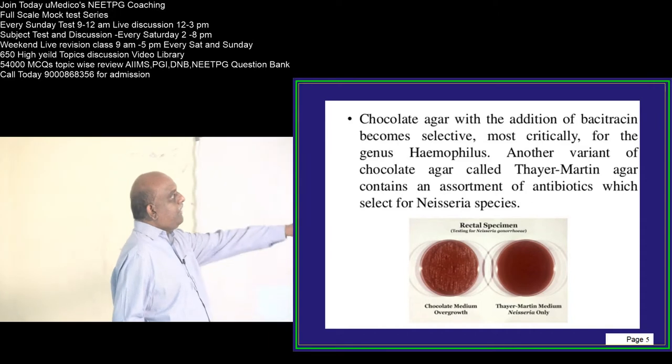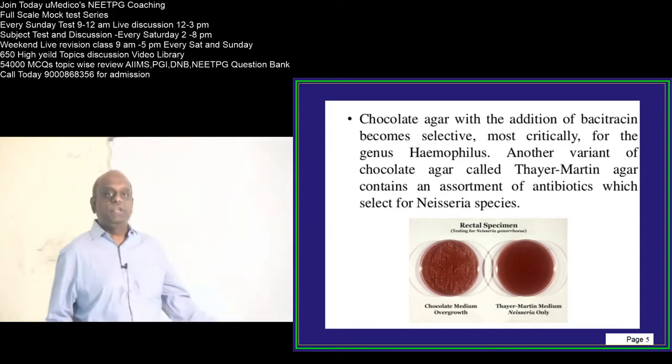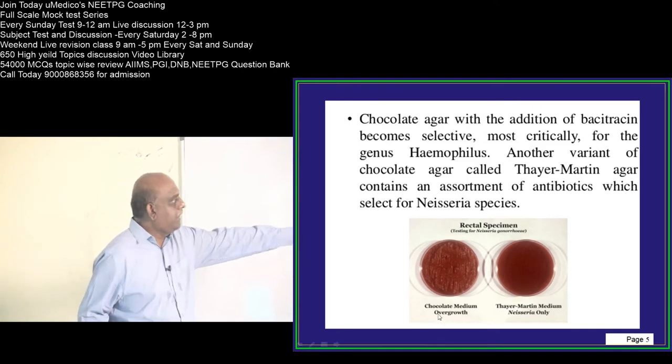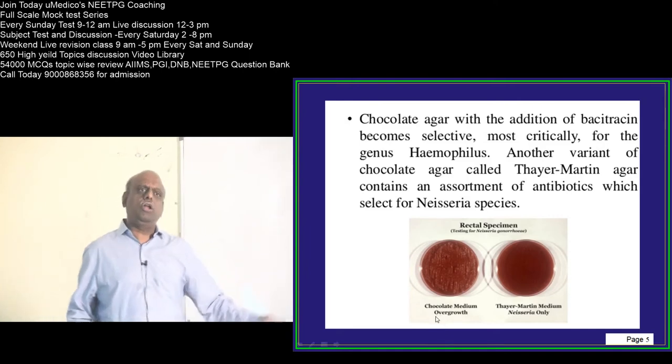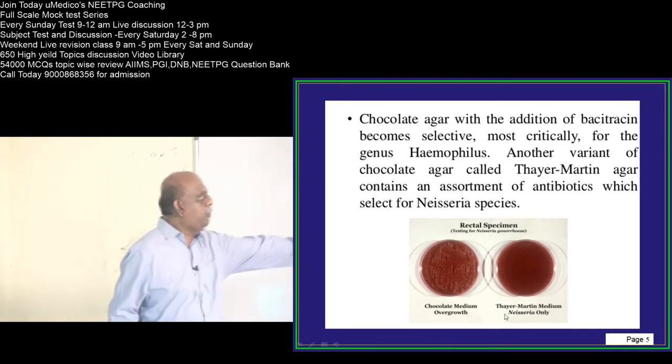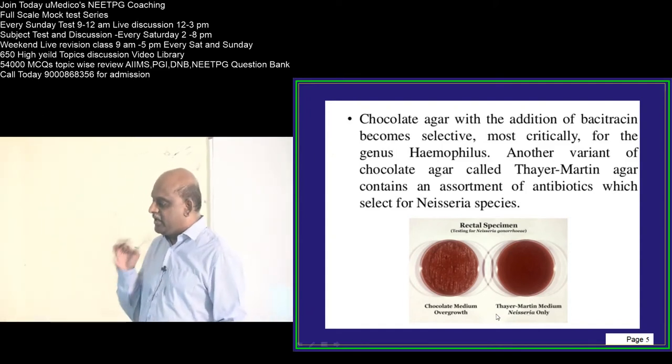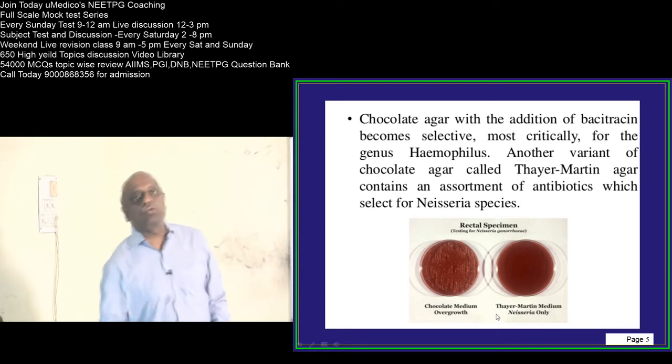And if you take any rectal sample, if you simply take chocolate medium and try to grow it, all organisms can grow. But if you put Thayer Martin, only Neisseria will grow. That's the reason. What is that kind of culture medium called?